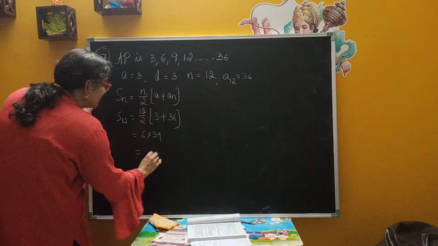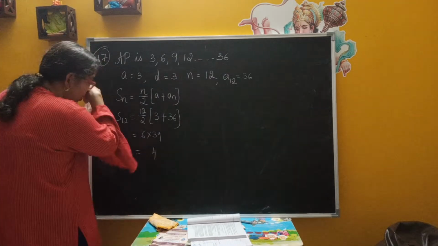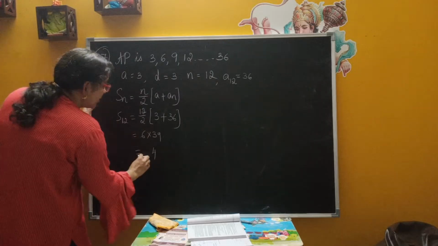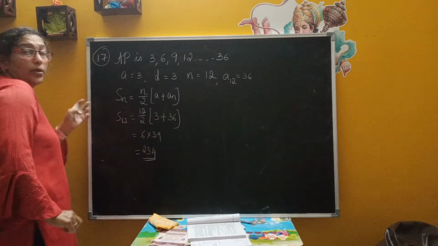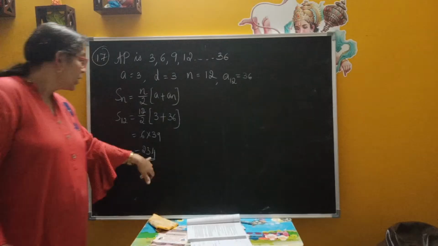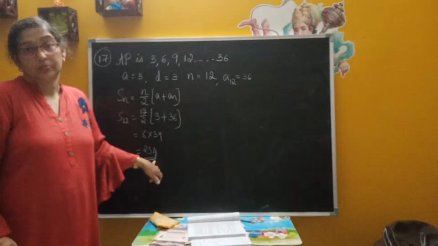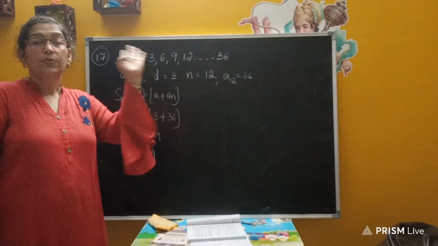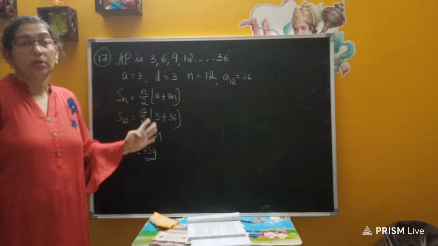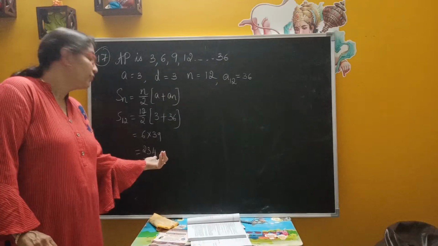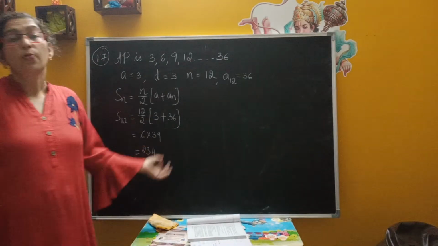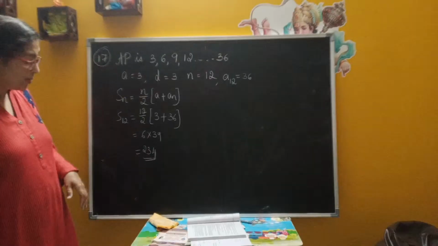Find the answer. 6 nines are 54. 5 sixes are 30, 6 threes are 18, plus 5, that is 234. So altogether they plant 234 trees. Okay, from first class to 12th standard, second PU, altogether how many plants do they plant on that day? They plant 234 trees.